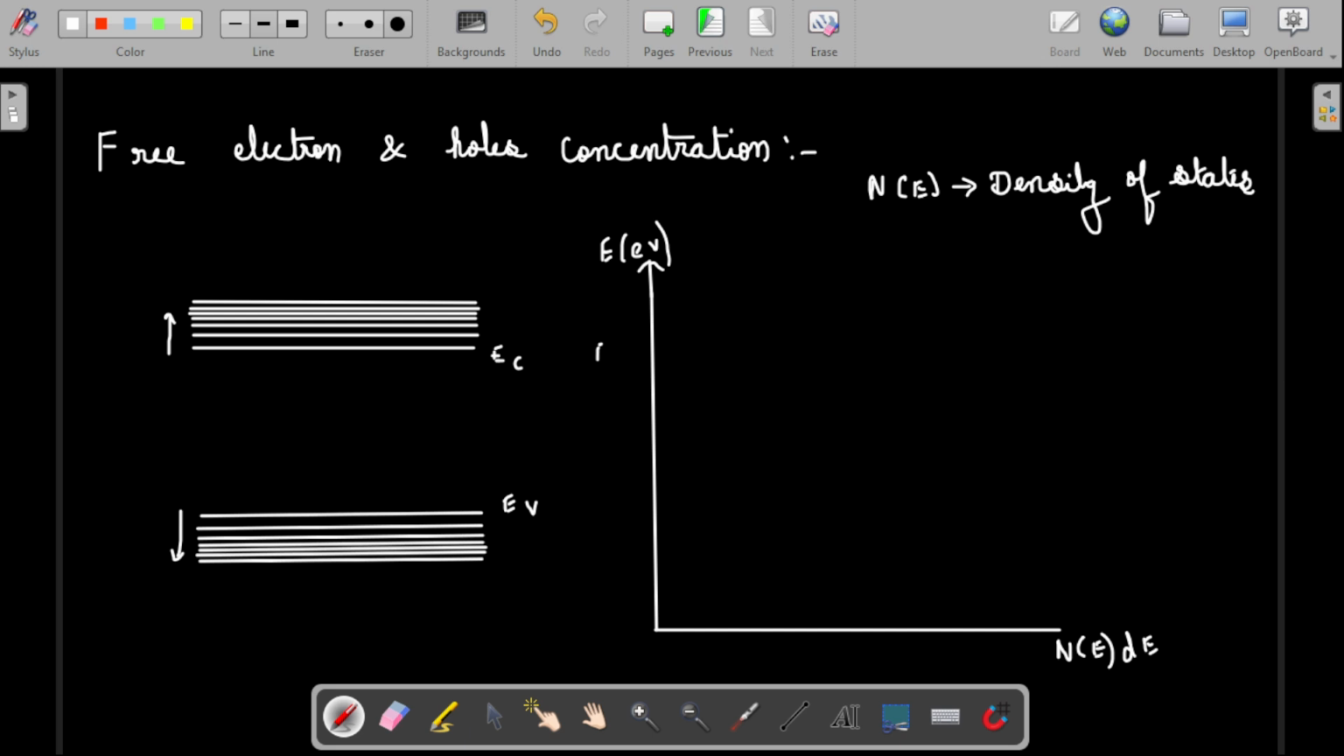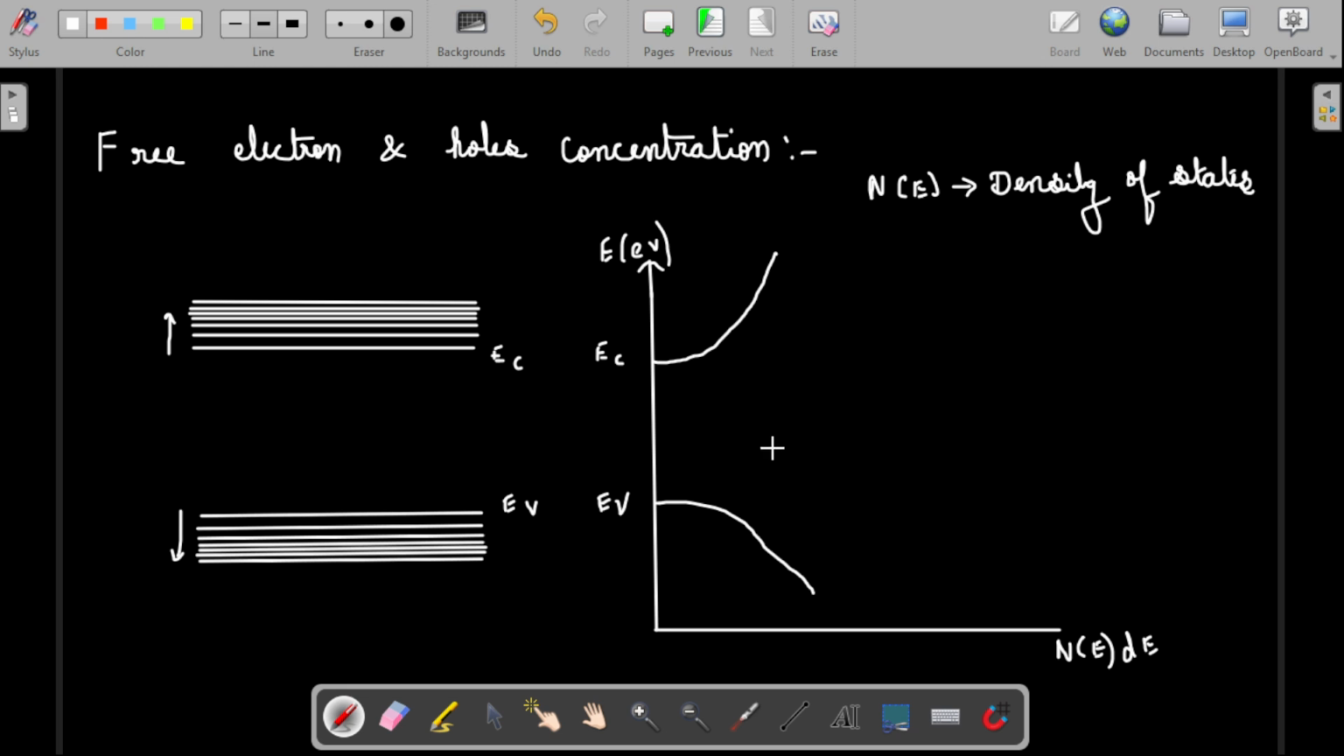Let's take the lower part here and the upper part here as it is. If we go upward, the presence of density of states will keep on increasing. If we go below this, the presence of states will also keep on increasing. That's what we were mentioning this way. I hope it is understood.